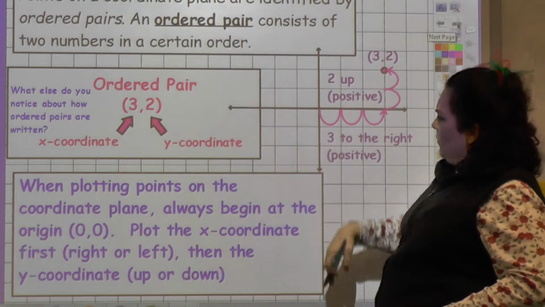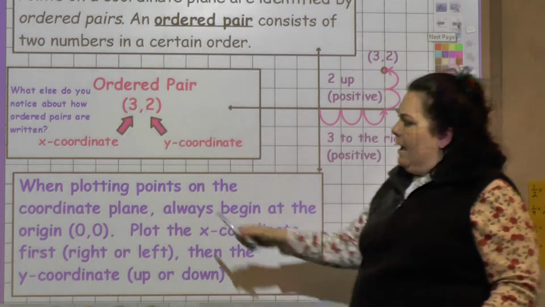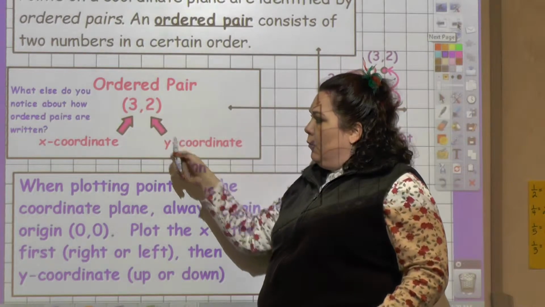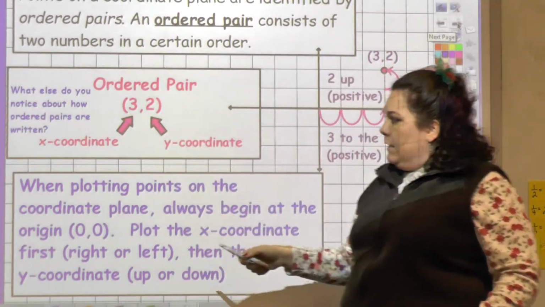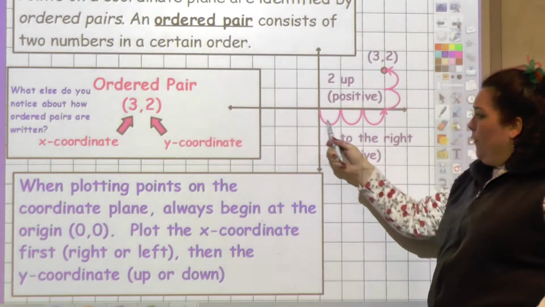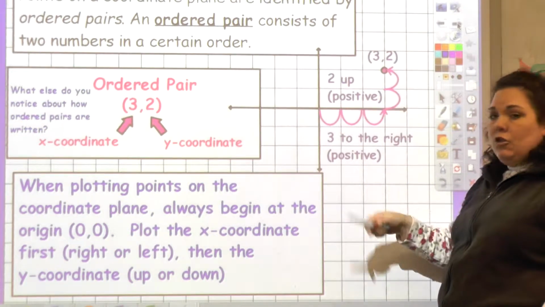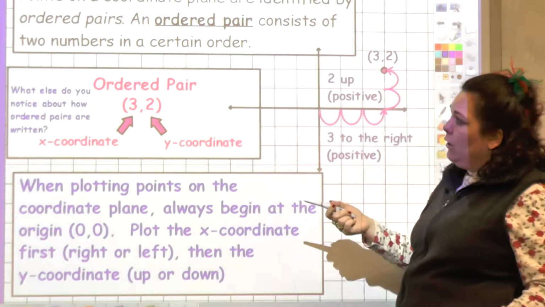And so I know this is really busy, but whenever you have an ordered pair, this is your x coordinate, this is your y coordinate, and you would go over 3 and up 2. But I'll show you how the negatives work.